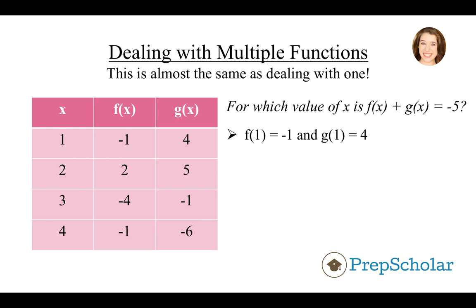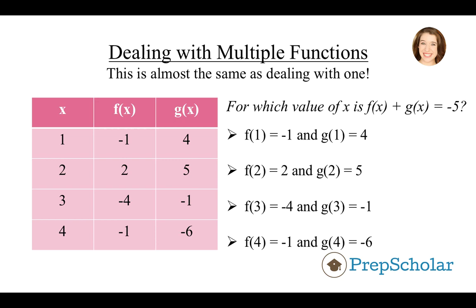Let's plug in the input of 2. Then we know that f of 2 is equal to 2, and g of 2 is equal to 5. Let's plug in our input of 3. f of 3 is equal to negative 4, and g of 3 is equal to negative 1. Finally, input 4. f of 4 is equal to negative 1, and g of 4 is equal to negative 6. So we just used those exact same skills that we used on tables and applied them right to this problem that deals with multiple functions.